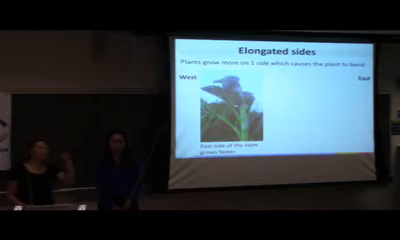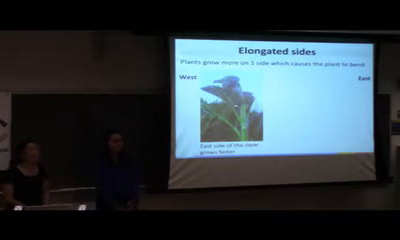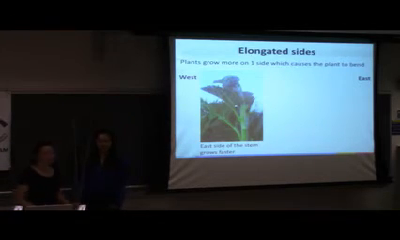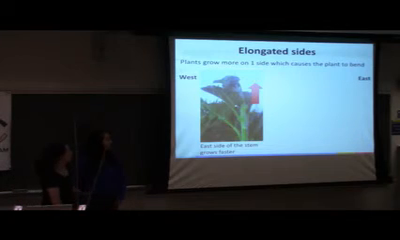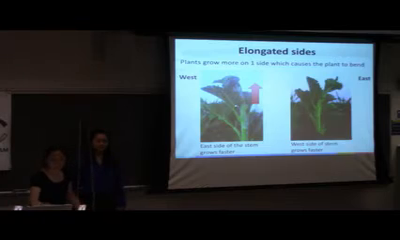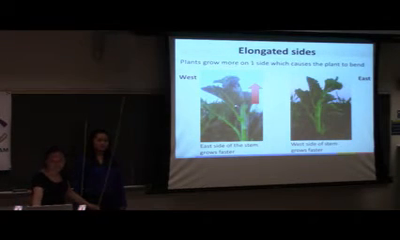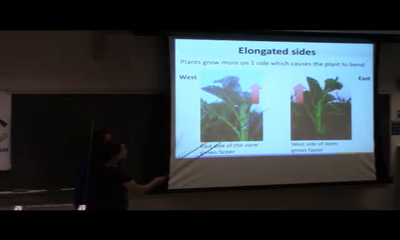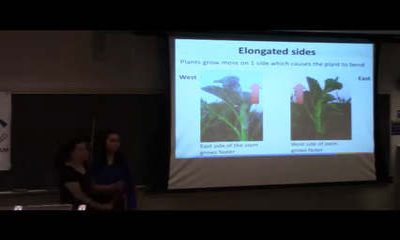So how does the plant move to face the east and the west? Throughout the day, the east side of the plant grows faster, which causes the plant to face west at dusk. At night, the opposite occurs. The west side of the plant grows faster, which ultimately causes the plant to face east at dawn.